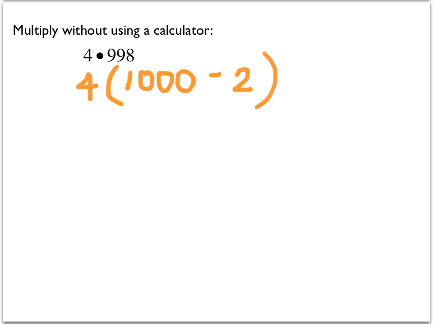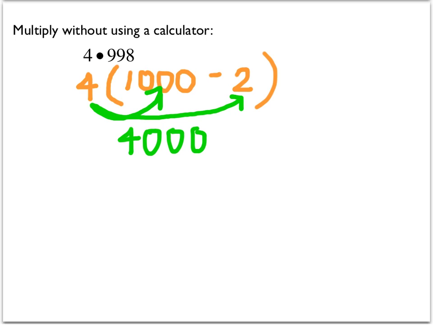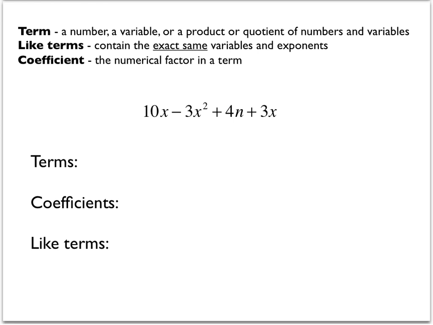And you might say, well, what good does that do? Well, notice what we can do next. Now I have it set up kind of like the distributive property, and you can probably do these in your head. Can you take 4 times 1000? Well, 4 times 1, of course, is 4, so 4 times 1000 is 4000. And then I distribute the 4 once again to the 2. 4 times 2 is 8. This time I have a subtraction sign in there. So what is 4000 minus 8? Well, that's a little tricky, but you'd have to realize it's almost 4000, just 8 less than that. So that would make my final answer 3,992.